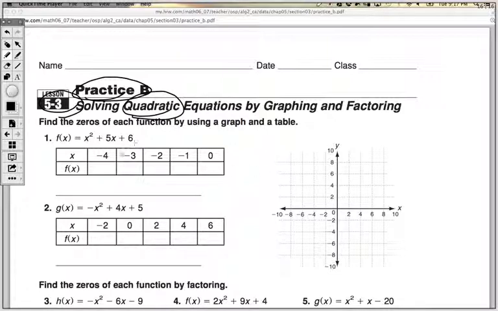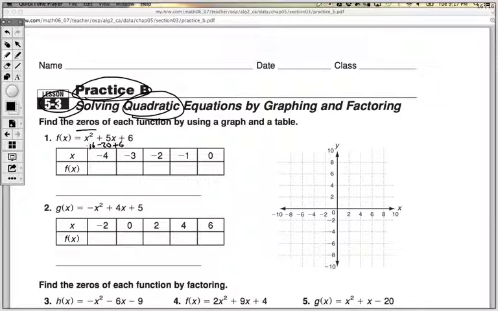All right, so what do we have happening? I have this: find the zeros of each function using a graph and a table. So I really just need to plug it in. I'm going to plug in these numbers, see if I can figure out where the zero would be. So plug in -4. That would be -4 squared, or 16. And then plus 5 times -4, that's -20. And then we got plus 6.